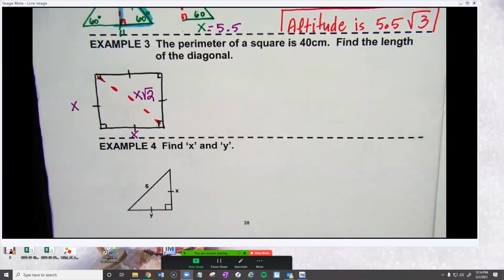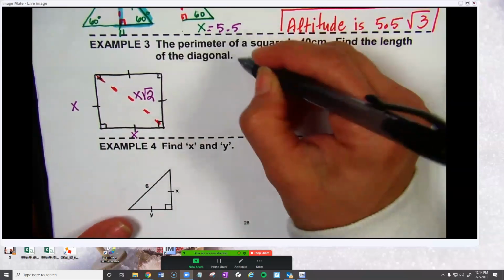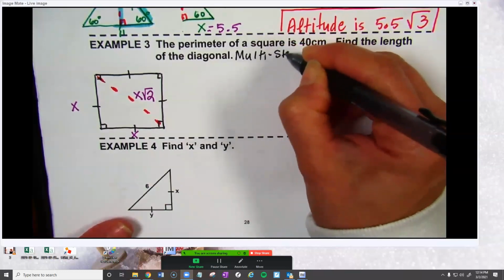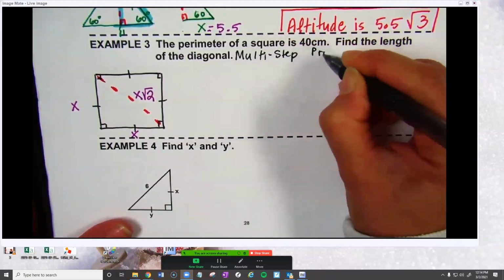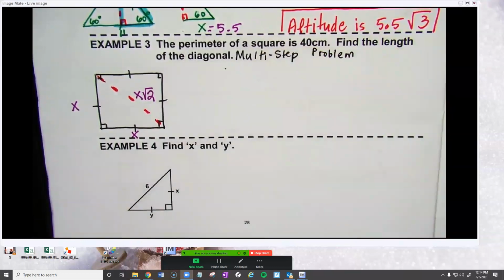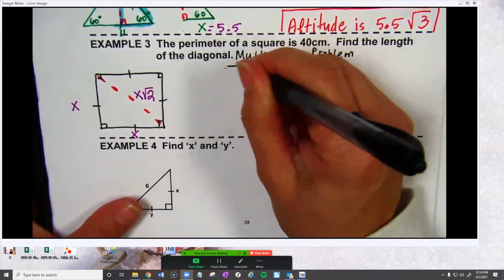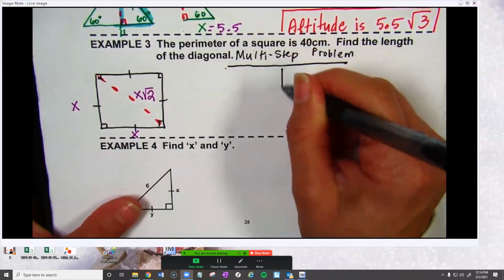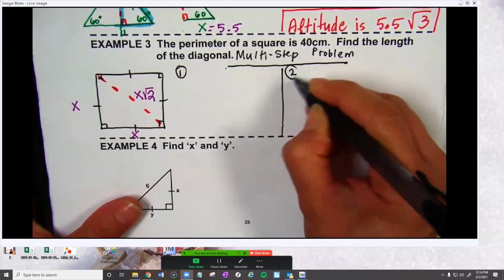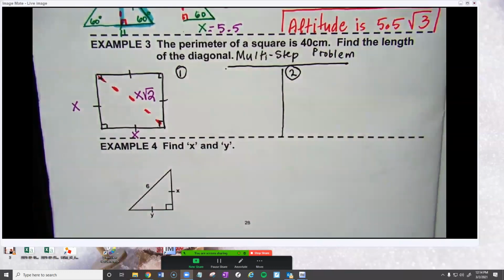Okay, so y'all, will you write multi-step? We got to do a couple of steps here to solve this problem, right? This is a multi-step problem. And then I'm going to make like a T-chart, I guess. I'm going to put step 1 over here and step 2 over here. So step 1, we have to address like the perimeter.